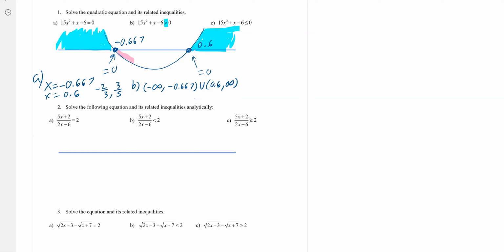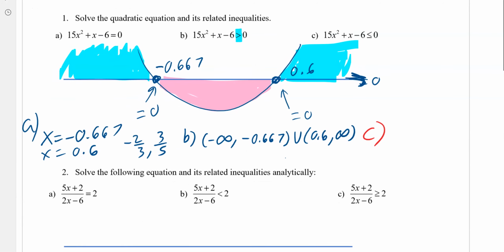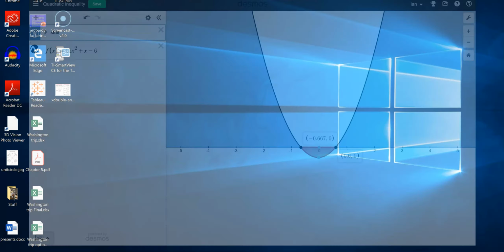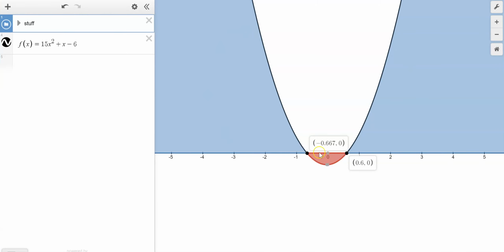Less than is below. So right here, this is when our graph is less than. We have everything equal to 0 here. So by having this as 0, we can know when does it equal 0, and when is it bigger than 0, and when is it less than 0. So the last one says less than or equal to. So when we write this answer, C, we want to put bracket negative 0.667 comma 0.6 bracket. So that's all you're doing on each graph, you're just looking at it and deciding when is it greater than and when is it less than. And it all depends on those zeros.